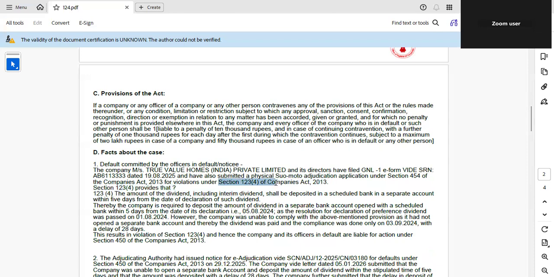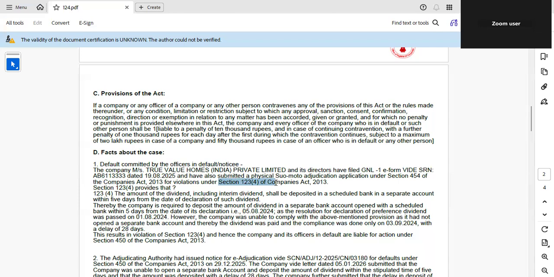Key compliance requirements: once the dividend is declared, a separate bank account must be opened. Deposit must be made within 5 days. It applies to both final and interim dividend. It's a mandatory provision with no relaxation. Failure triggers penal consequences.